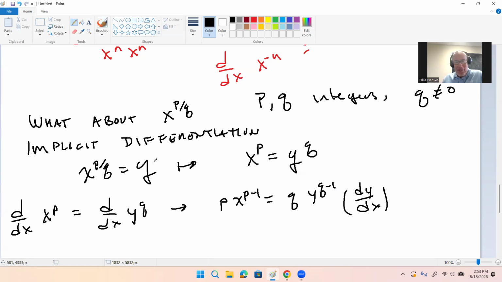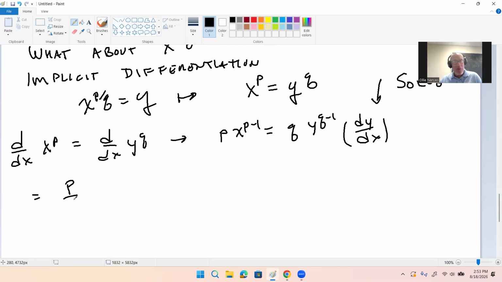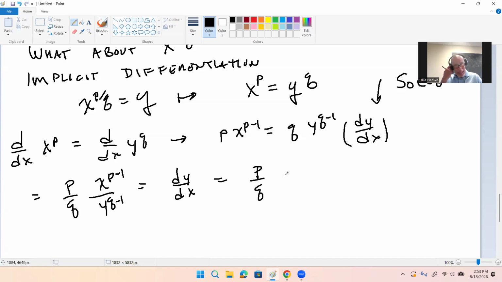But notice, this is what we want. So we solve. So this turns out to be p over q, x to the p minus 1, over y to the q minus 1. And that's going to be dy dx. This is now equal to, well, remember, y is x to the p over q. So what we have right here is x to the p minus 1. The bottom here, remember, y is x to the p over q raised to the q minus 1.